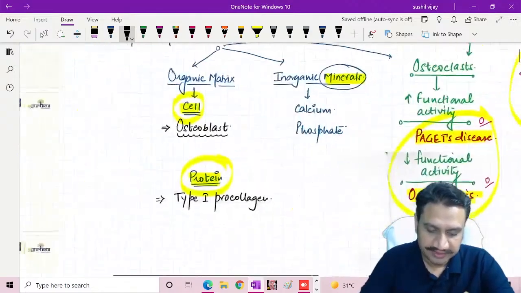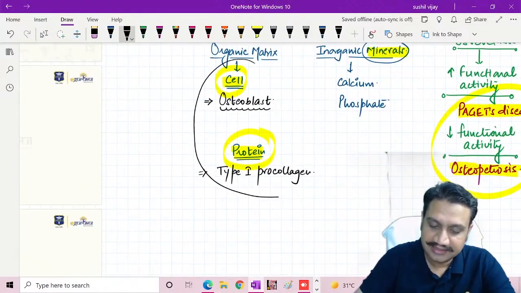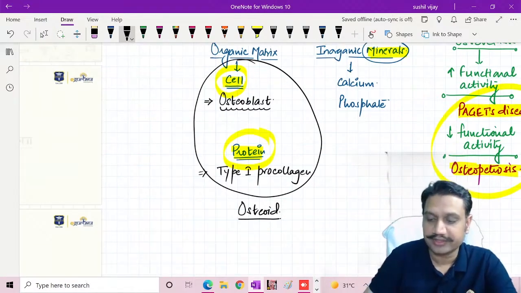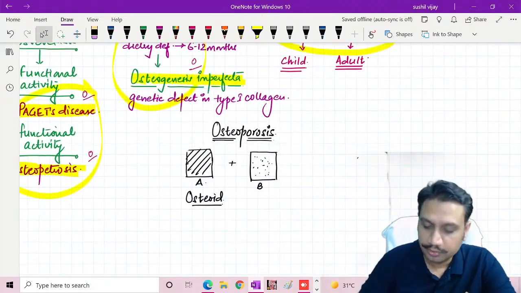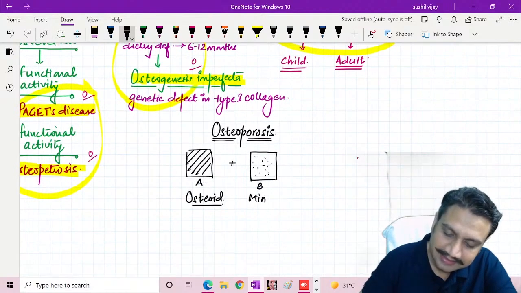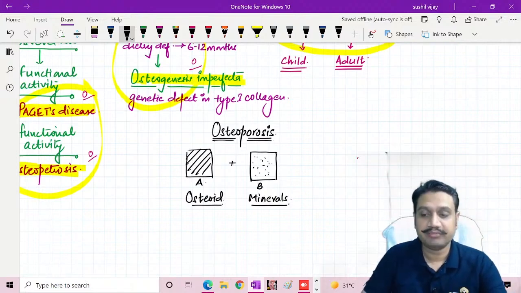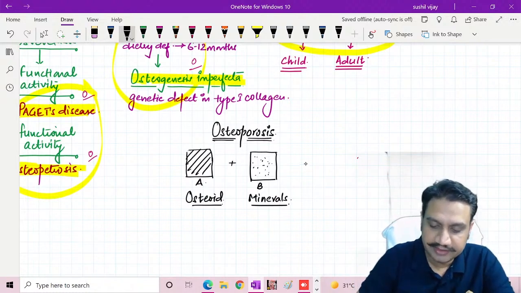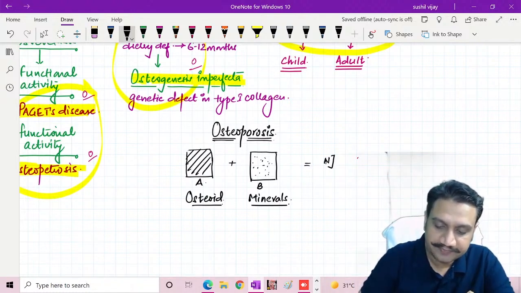So the combination that we have talked about here, the cell and its protein, this combination is known as osteoid. So what do we need to make a bone? The osteoid and its associated minerals. Right? So if osteoid and mineral, these two are okay, what we get is a normal bone.